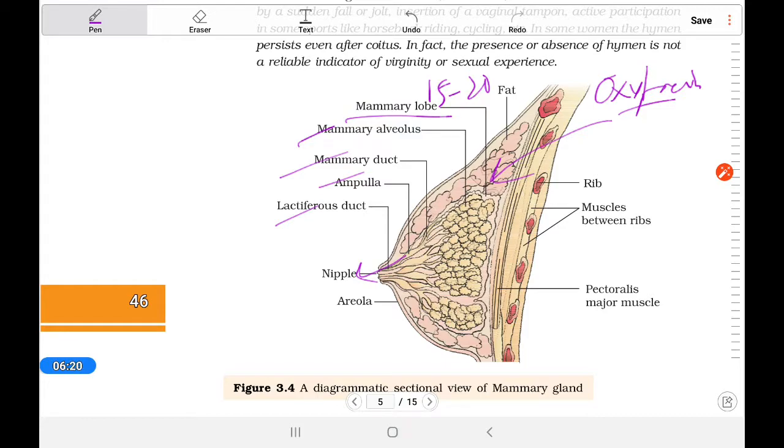Here are several ducts, ampulla, and other things. If we see some clear diagram, then it will be easy to understand.